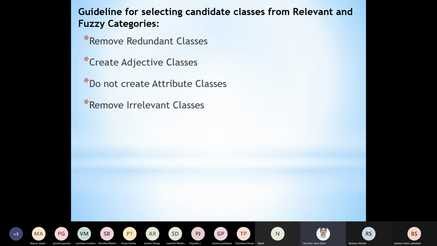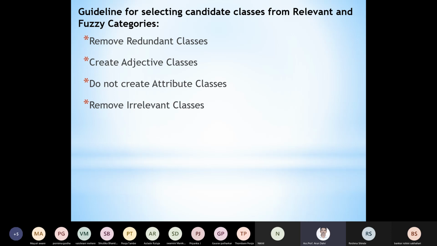So these are the guidelines for selecting candidate classes. The first one is remove redundant classes. What is a redundant class? If two classes have the same information, they are called redundant classes. For example, there are two classes containing similar information, so there is duplication. We have to select only one class from the redundant classes and remove the other.